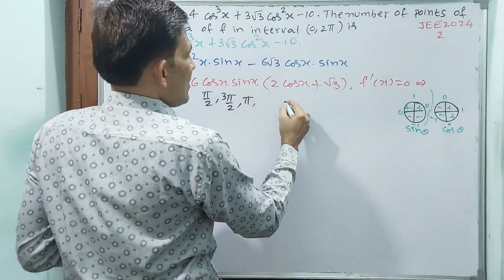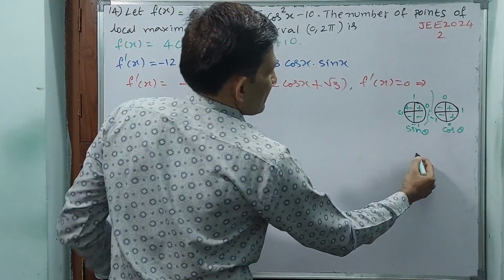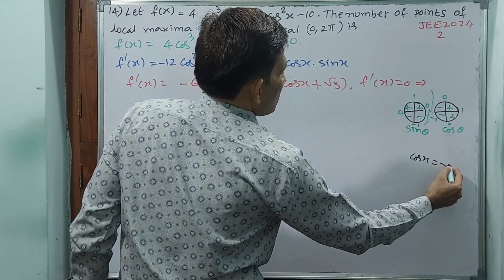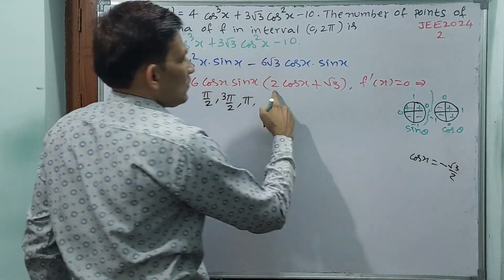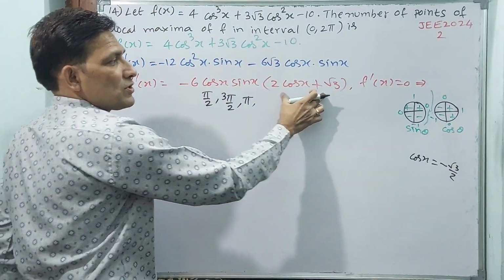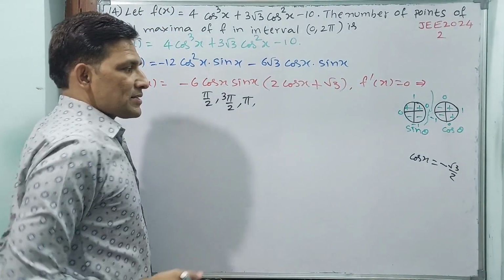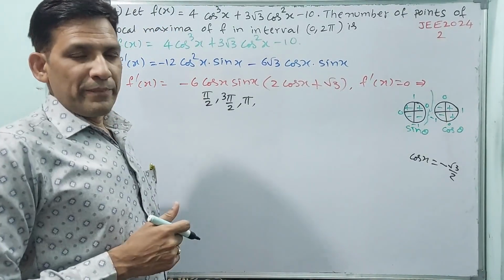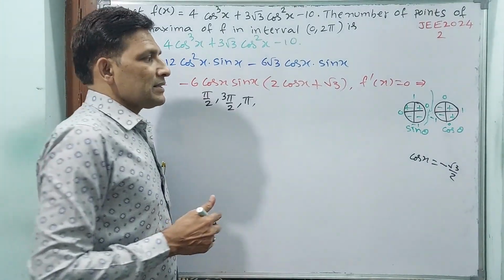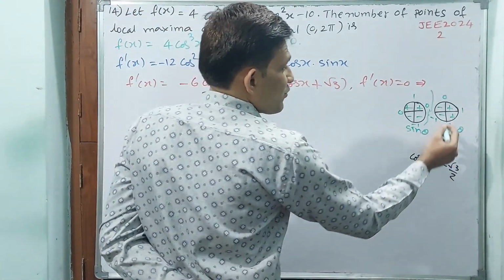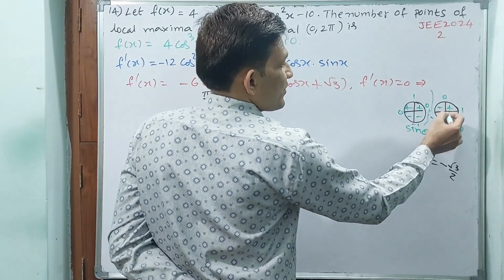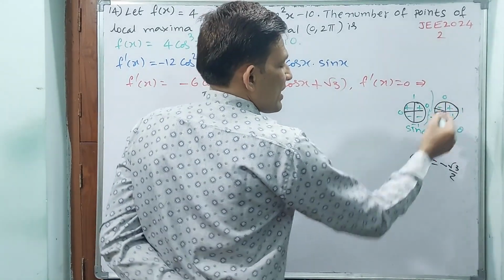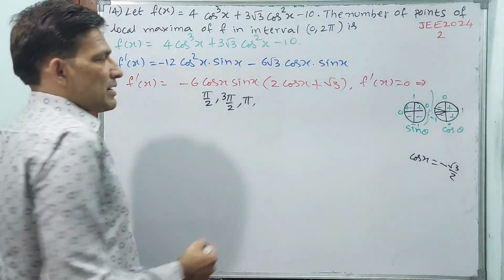Now come back here. What is cos x? 2 cos x plus √3 equals 0 means cos x equals minus √3/2. Where does √3/2 come for cos? At 30 degrees. But negative should come, since both are negative here. That means shall I say π − π/6 and π + π/6?